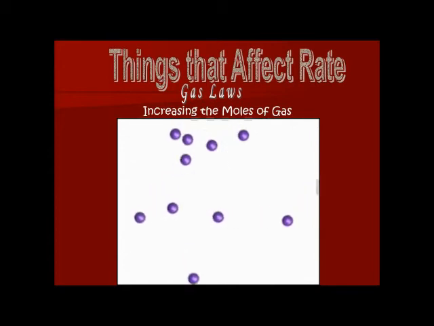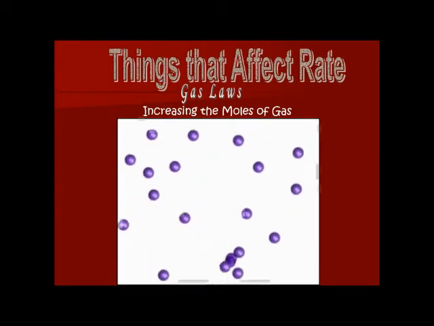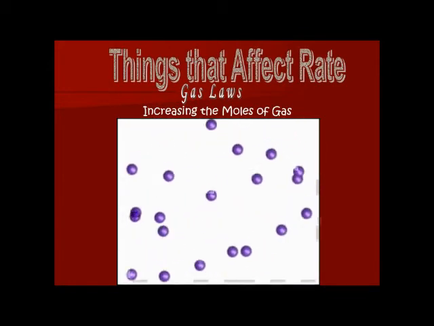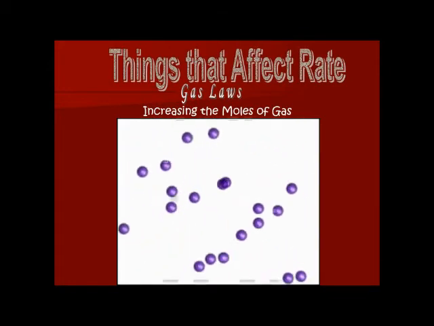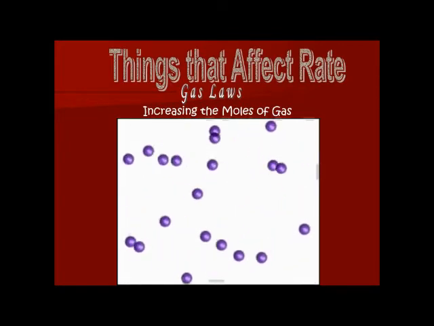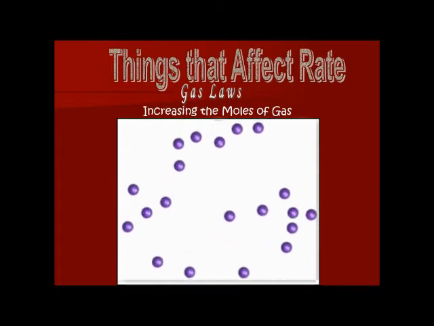If the number of gas molecules in a container is doubled, with no change in the temperature or volume, the number of collisions between gas molecules and the container walls doubles, which translates into a doubling of pressure. Excellent. So 3 things that can change the pressure of a gas, and the first one is increasing the moles of the gas.